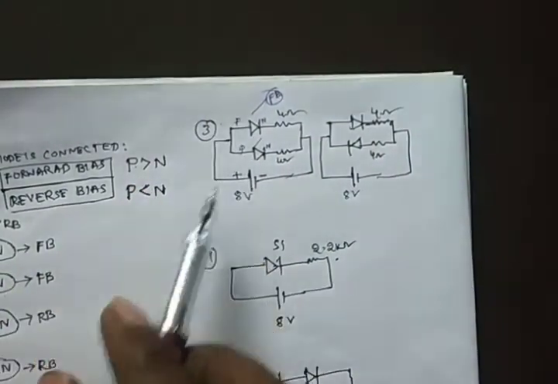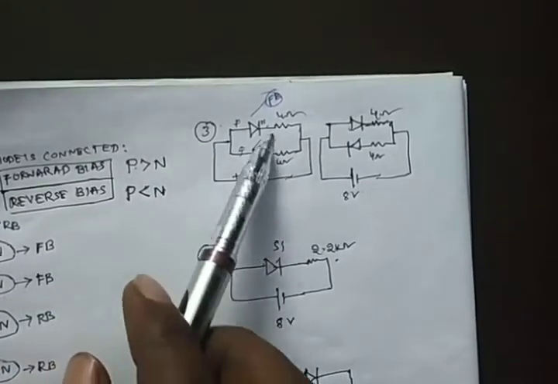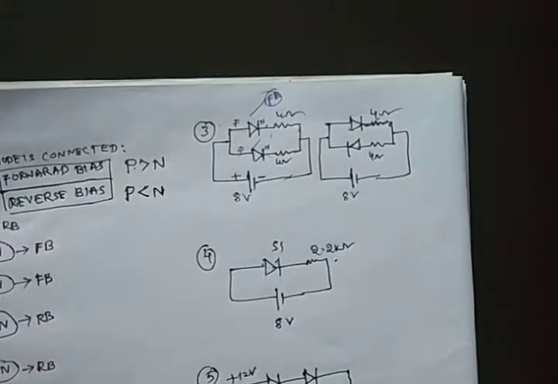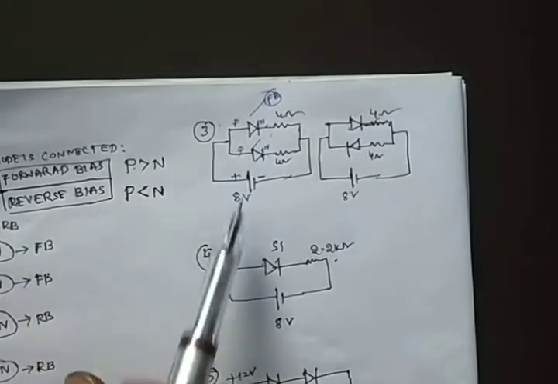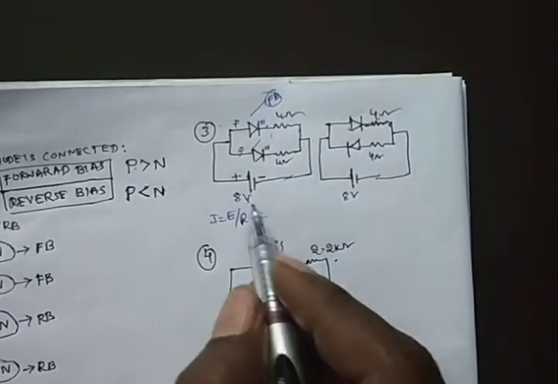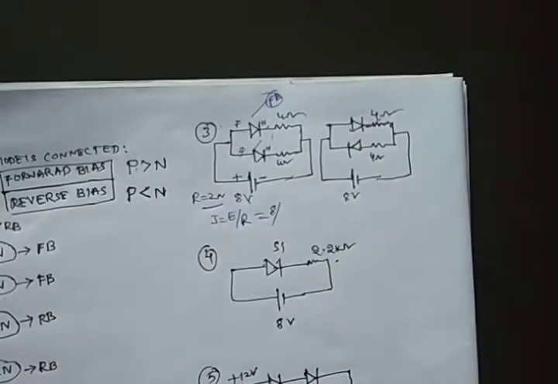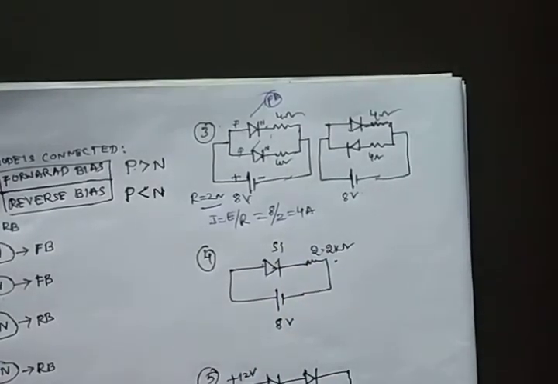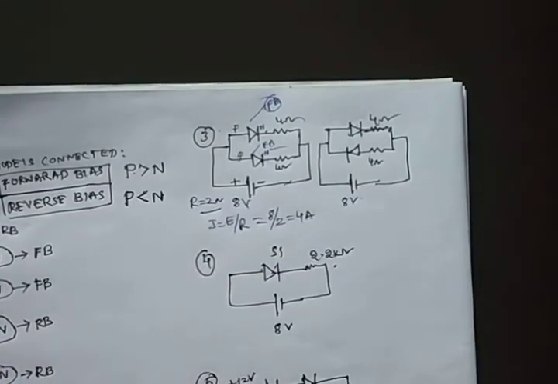So when they are in forward bias, both will work. Both will work means they are said to be in parallel combination. In parallel combination, you can write 1 by R1 plus 1 by R2 equal to 1 by R. So 4 by 2, you will get 2. So I equal to how much? E by R. E is 8 volt. R value is 2 ohms. Okay. So 8 by 2, 4 amperes. This diode is also said to be in the forward bias.